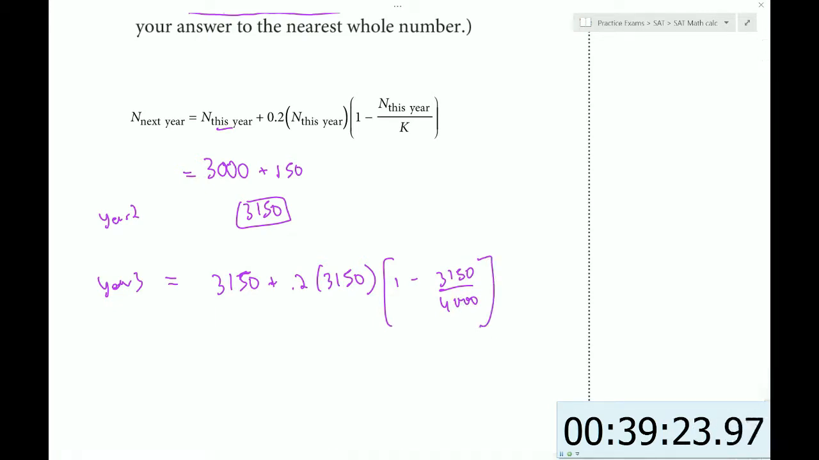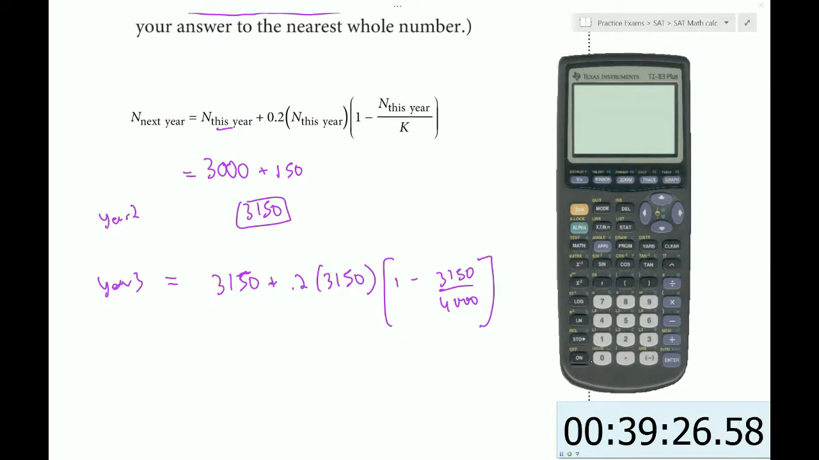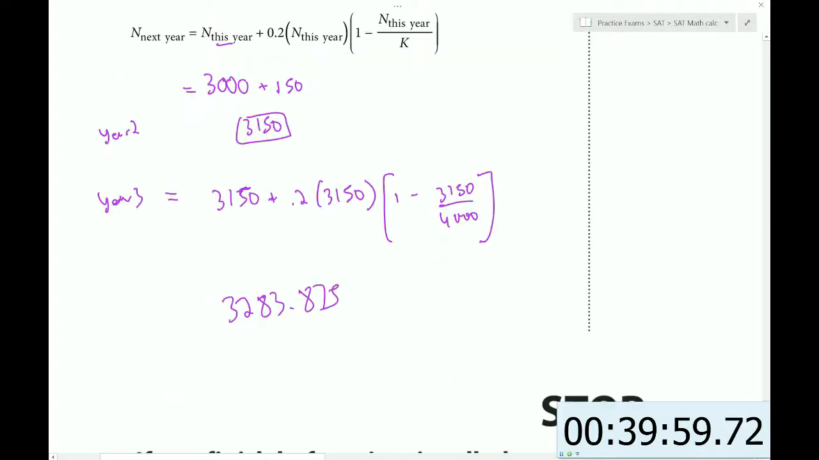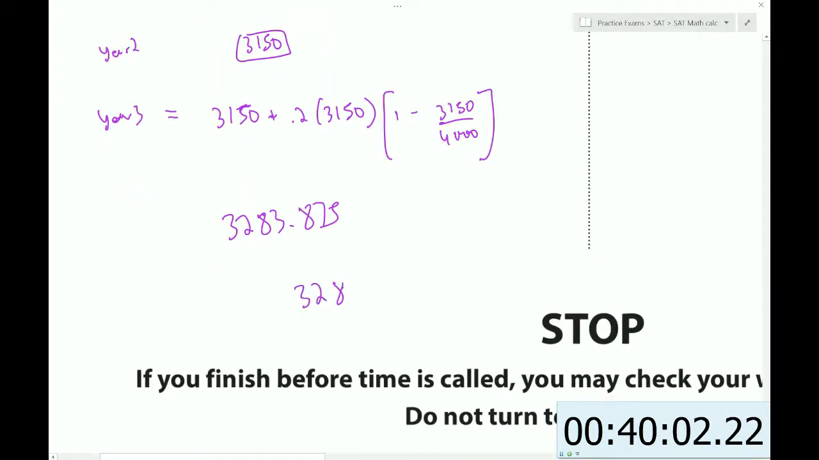So this time we'll actually use the calculator just to speed things up. So 3,150 divided by 4,000 equals this, and we do 1 minus answer equals that. Now we could do that times 3,150. And then we do times 0.2, and then we do plus 3,150. And we get 3283.875. And we're going to the nearest whole number, so we go 3284.